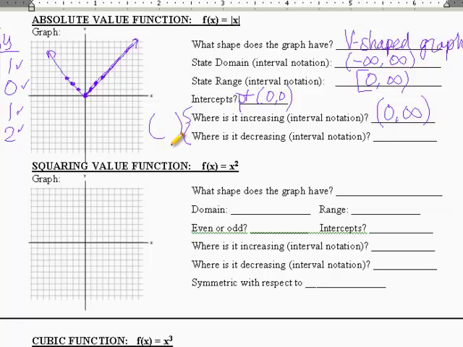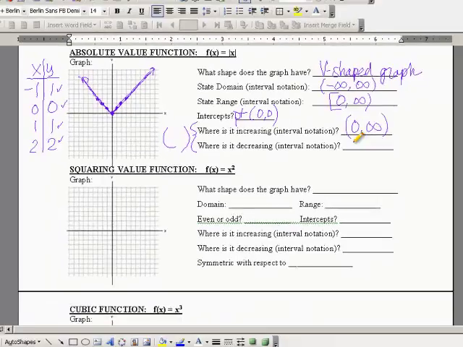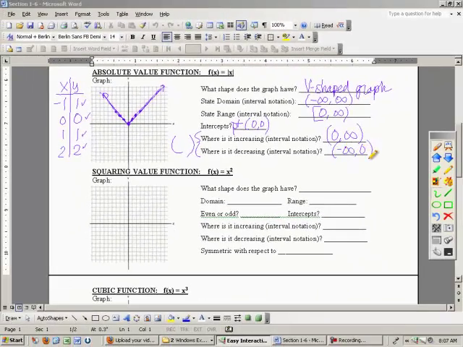Where is it decreasing? As I start to the left and then move my way to 0. And the way we say that is from negative infinity to 0. And again, we don't include the endpoints because functions don't increase or decrease at endpoints. They increase or decrease between the endpoints.